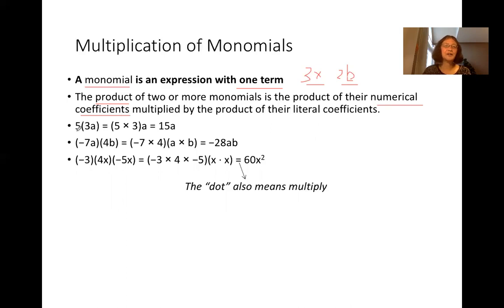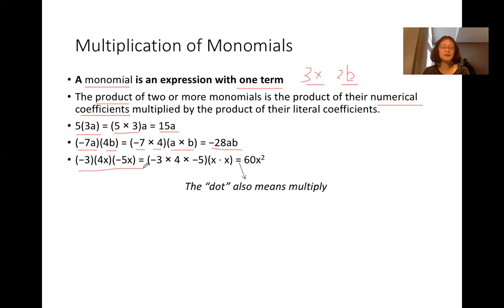Okay, for example, 5 multiplied by 3a. You just do the numerical coefficients, 5 multiplied by 3, and copy down the a, the final result, 15a. Next example, negative 7a multiplied by 4b. You just do numerical coefficients. So negative 7 multiplied by 4 and copy down the literal coefficient. And the result is negative 28ab.